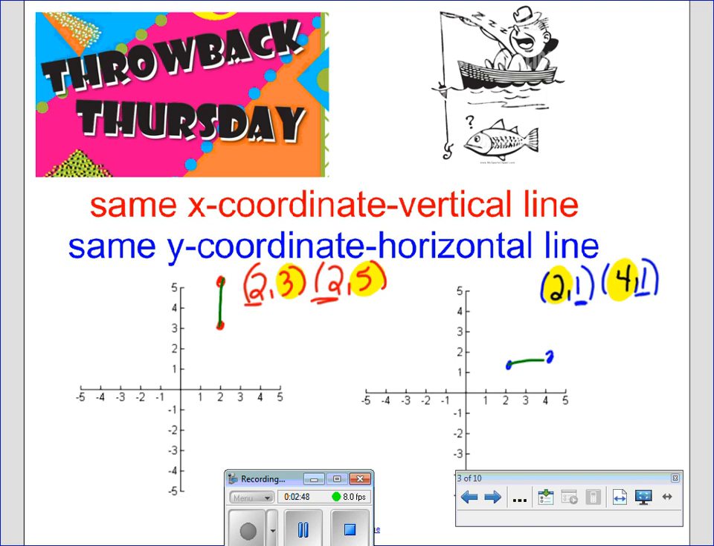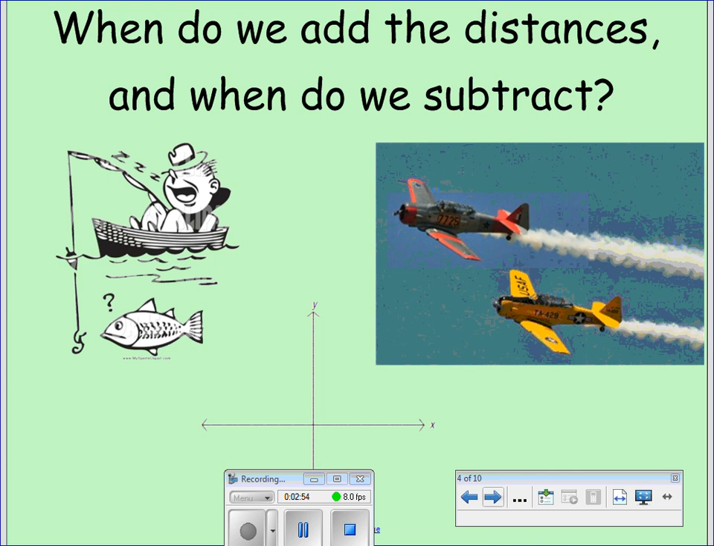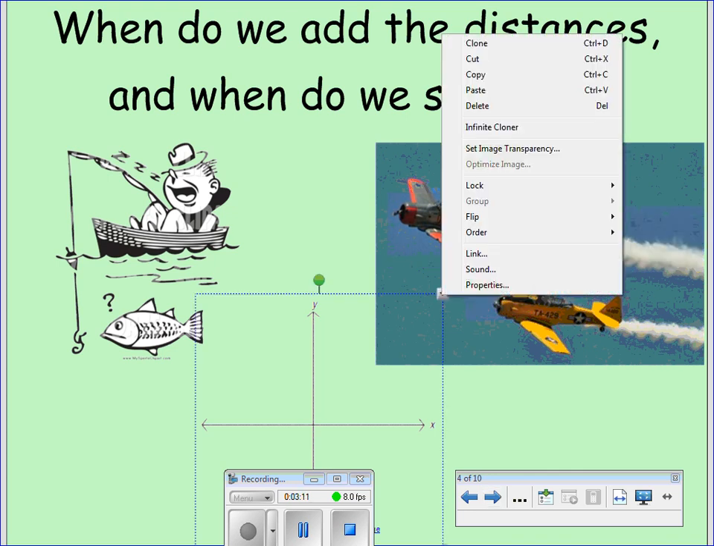But now this picture of little fishermen should look familiar. That was the same picture we used back in Module 3, I think it was like Lesson 17. So when we were looking at distance in the coordinate plane, I remember sometimes we had to add the coordinates. Sometimes we had to subtract the coordinates. So let's think about what that meant.